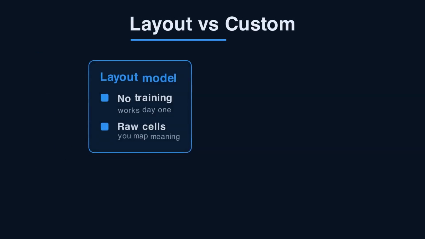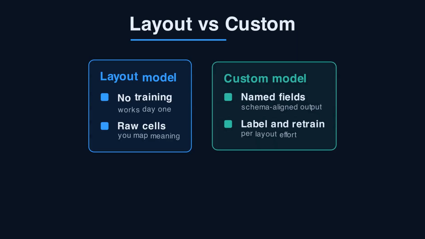Here's the trade-off that trips people up. The layout model needs zero training, handles any document, and returns every table it finds with row and column spans. But it doesn't know that the second column is a price. It just gives you cells and bounding regions.